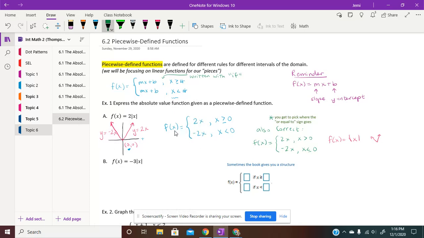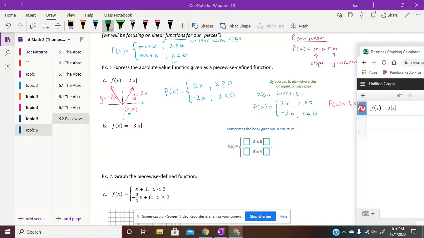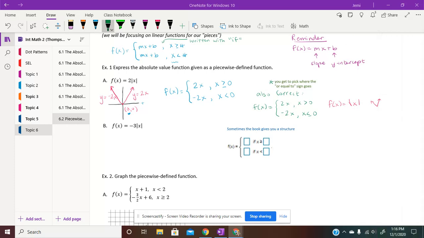So where does the graph of f of x equals 2x exist? This occurs when x is greater than 0. Where does the line y equals negative 2x exist? This exists when x is less than 0. Now to graph that, well, let's do another one before I show you it in Desmos.